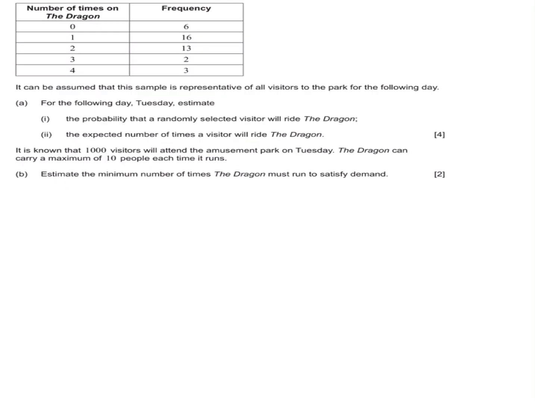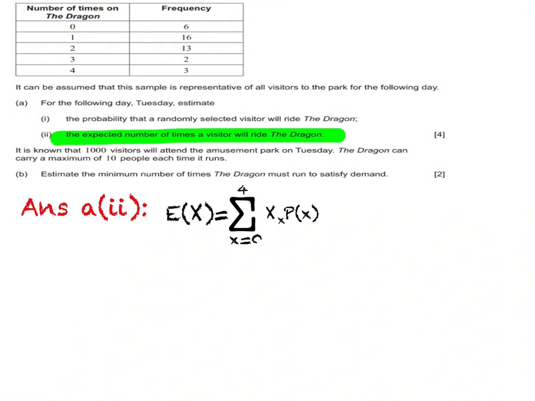The second part of the question asks us to find the expected value. In IB exams, this type of question often comes up. We've already calculated one of the probabilities, and now we'll use them to find the expected value. To do this, we multiply each random variable by its probability and then sum the results.